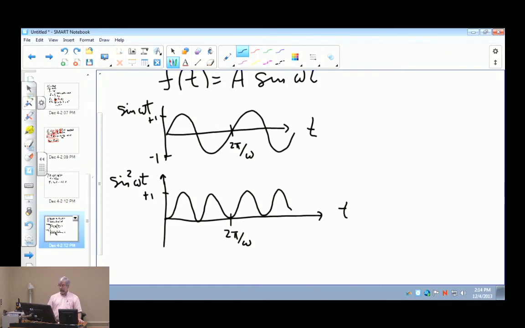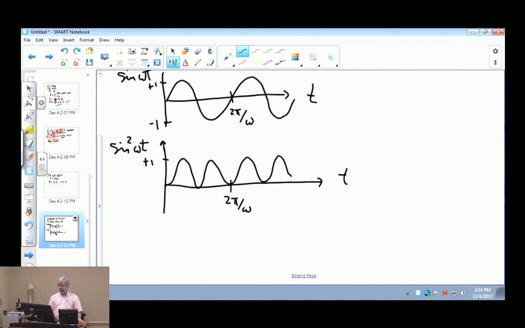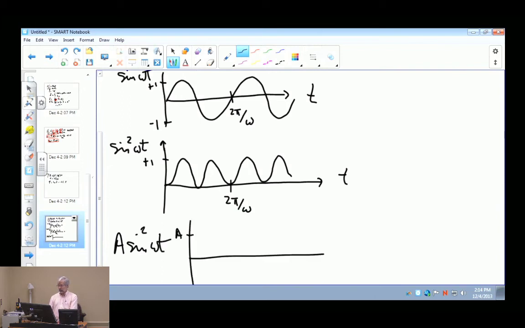So now if I multiply by A, of course, then A times sine squared omega t looks the same, except I just make this a plus A here, assuming that A is positive. That's what I'd like for a sketch like that, indicating the period of the periodic motion, which in this case is the second time it goes through 0, and the amplitude.